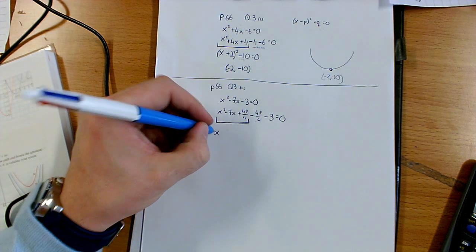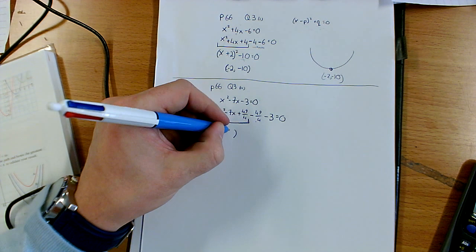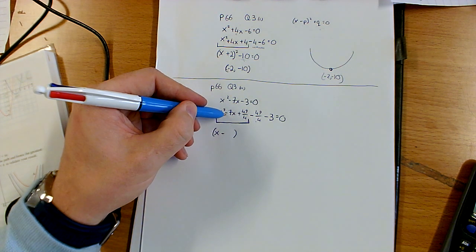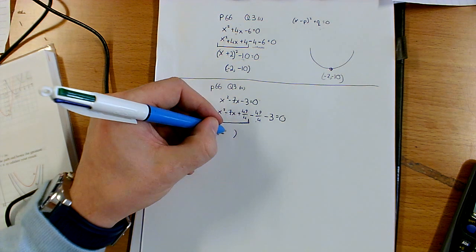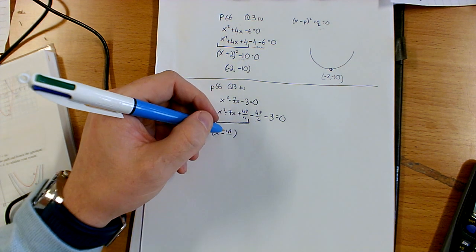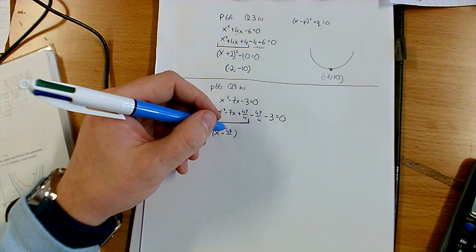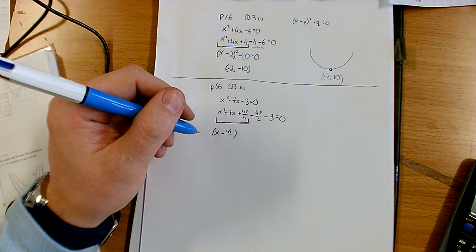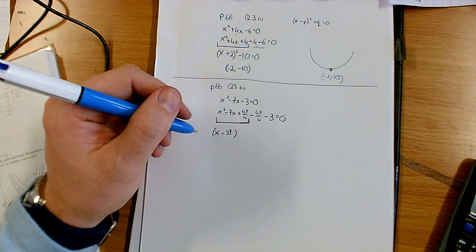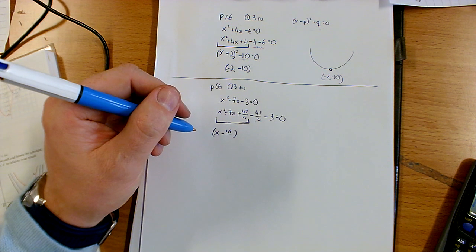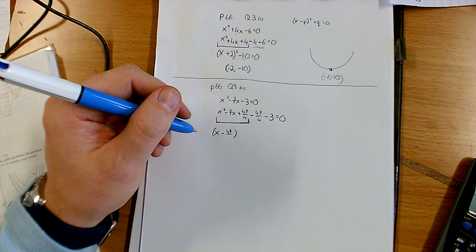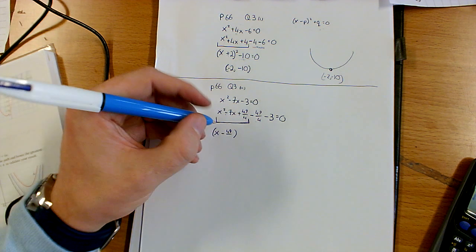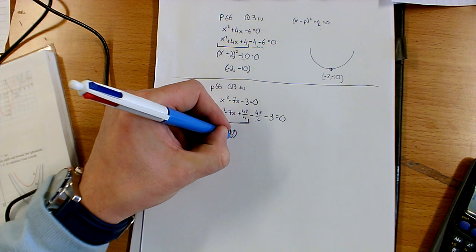So this will be, yeah, it's going to be a minus because that's a minus. 49 over 4, and I get the square root of that. So square root of 49 over 4 equals 7 over 2. I'll rewrite that.